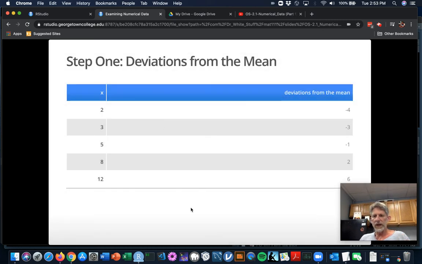And so then once you've got that base step going, you can subtract that mean of 6 from each of the data values. So the data values are in this column here, x, 2, 3, 5, 8, and 12. Now, if you subtract 6 from each of those numbers, you're going to get a -4, -3, a -1, a 2, and a 6. And that's how far off the data value was from the mean, how much it deviated from the mean. So these numbers here are called the deviations from the mean.